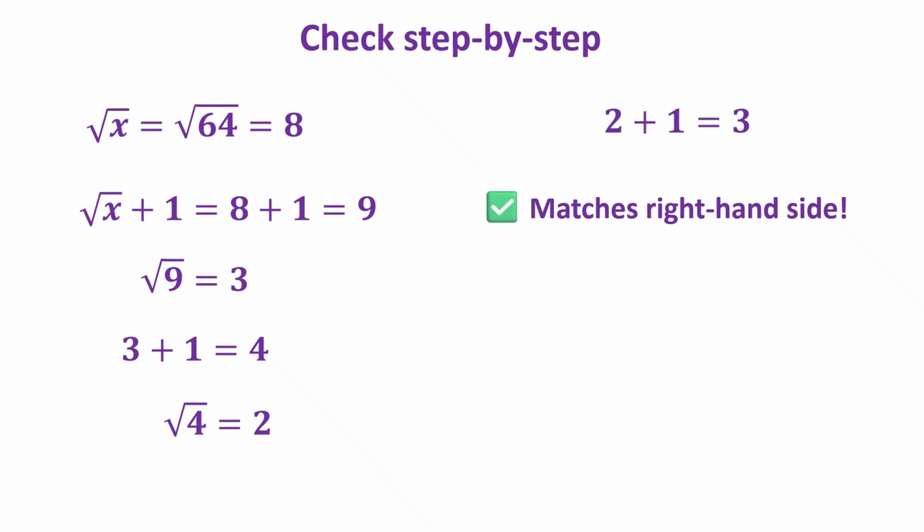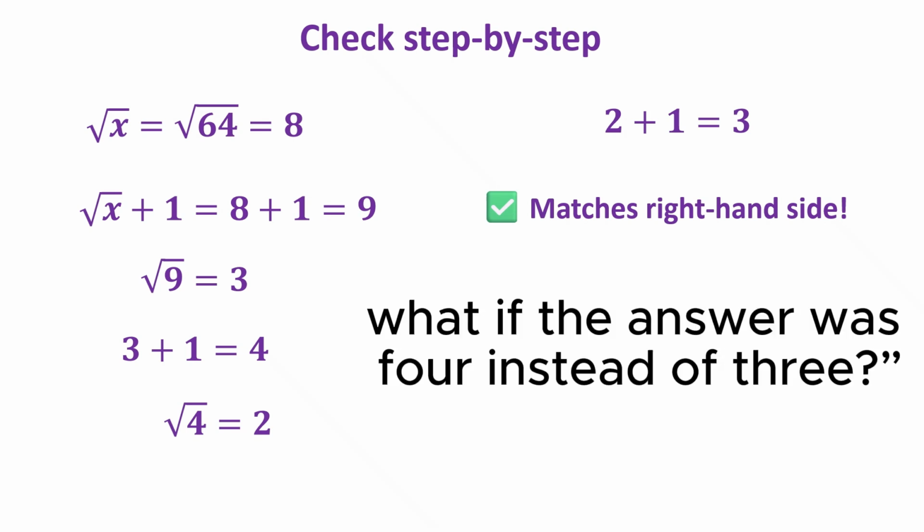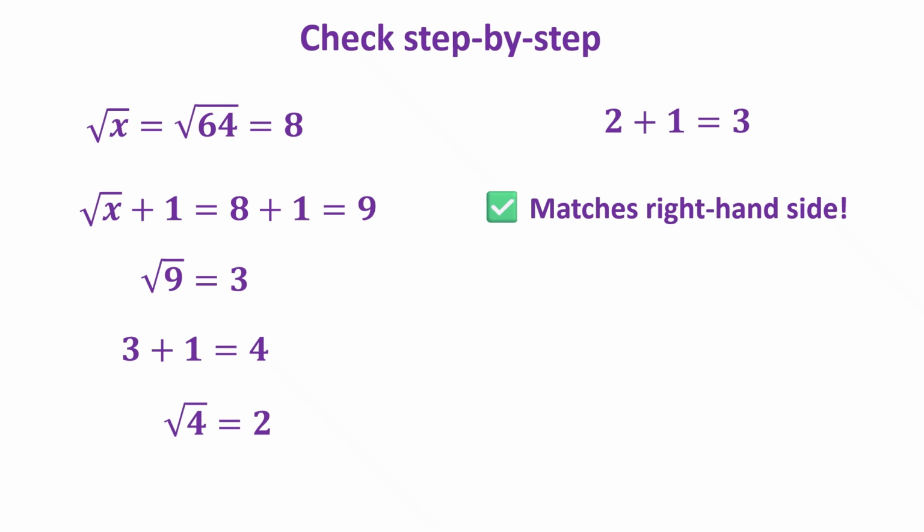This problem is actually reversible. Each step reverses: subtract 1, then square. This is a classical nested radical trick. Try this one: what if the answer was 4 instead of 3? Never skip the checking step when squaring.